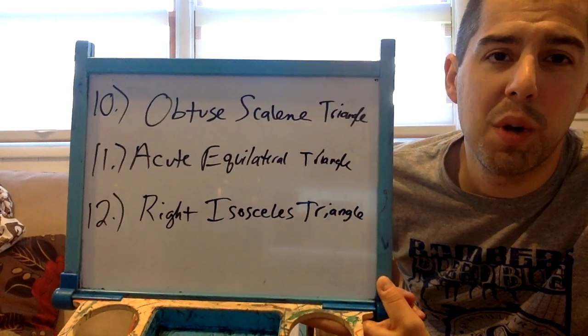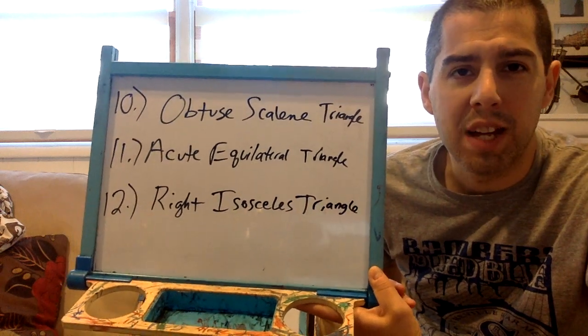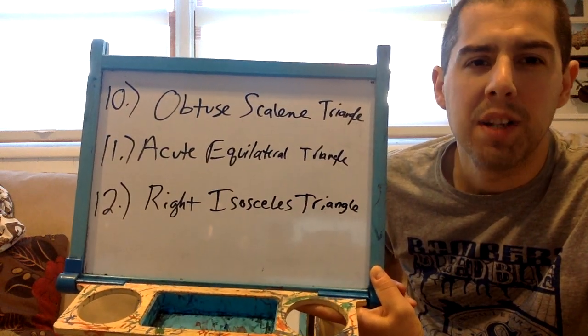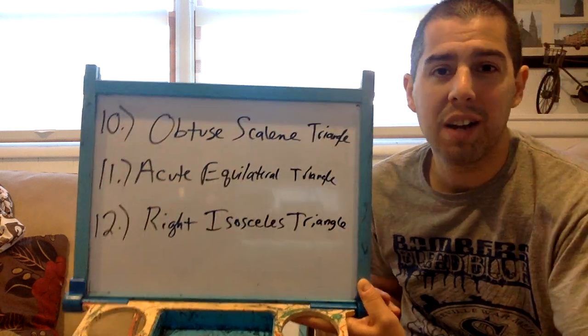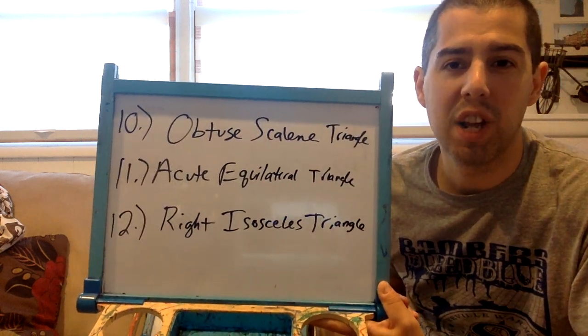Problems 10 through 12. You do not have to draw the triangles, you just have to classify them. Number 10 is obtuse scalene triangle, number 11 is acute equilateral triangle, and number 12 is a right isosceles triangle.